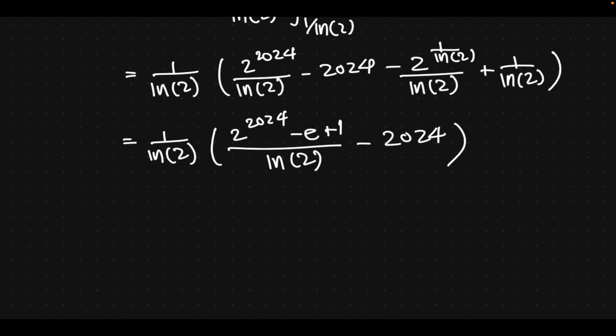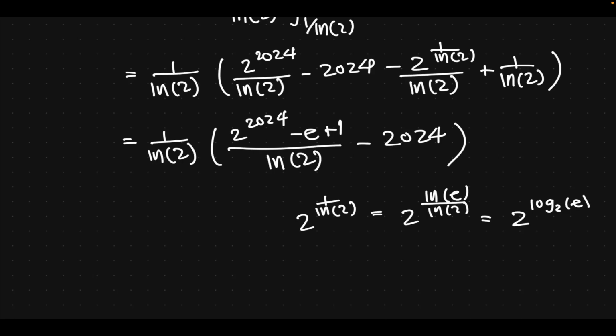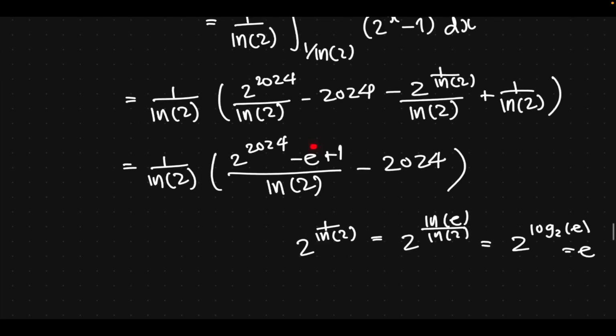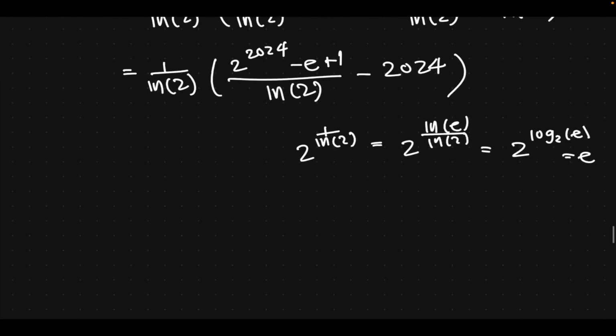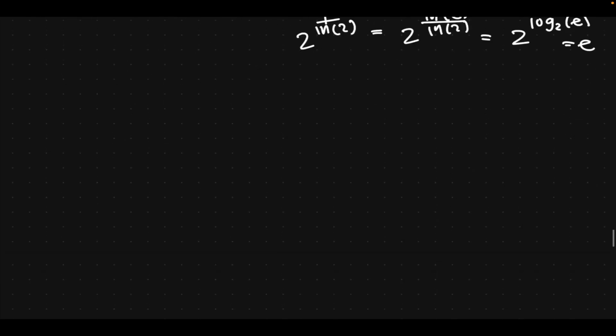where we've used the fact that 2 to the 1 over ln 2 is 2 to the ln e over ln 2, and we change the base to get 2 to the log base 2 of e, which is just e by definition. So that's where this e is coming from in this factor. And that's the big answer to this question. Moving on to the last question, which also was a good question.